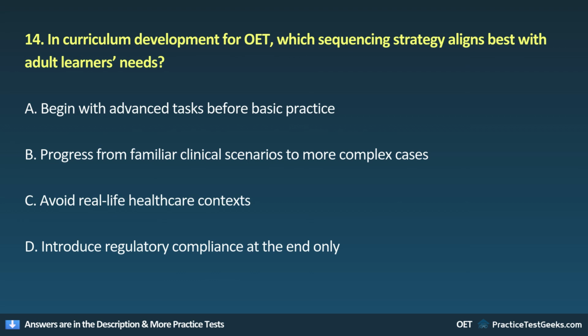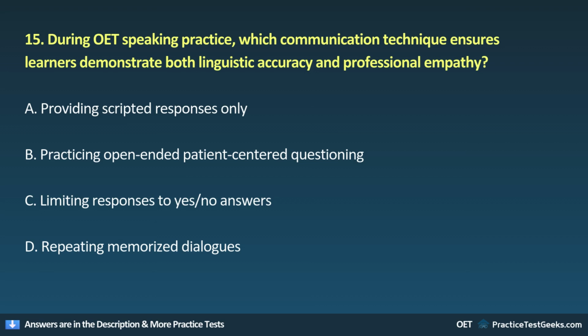14. In curriculum development for OET, which sequencing strategy aligns best with adult learners' needs? A. Begin with advanced tasks before basic practice. B. Progress from familiar clinical scenarios to more complex cases. C. Avoid real-life healthcare contexts. D. Introduce regulatory compliance at the end only.